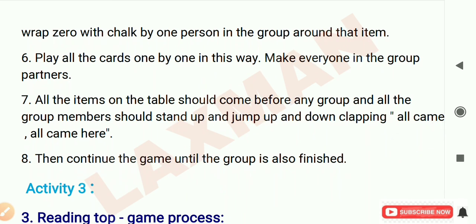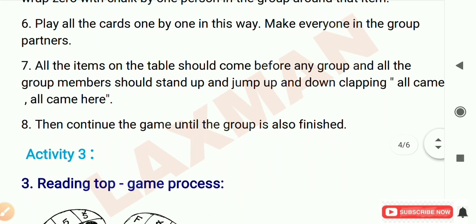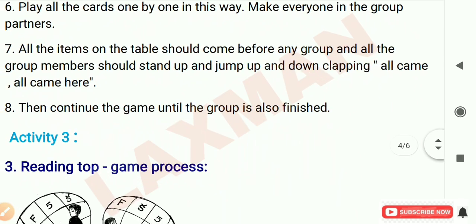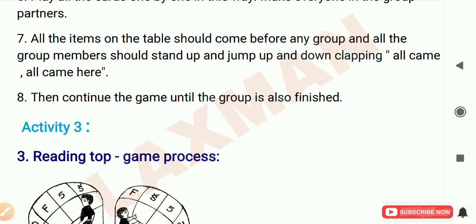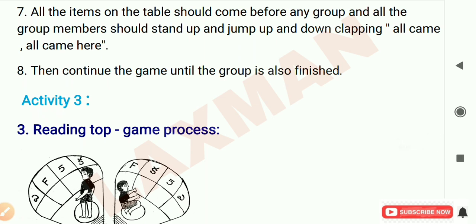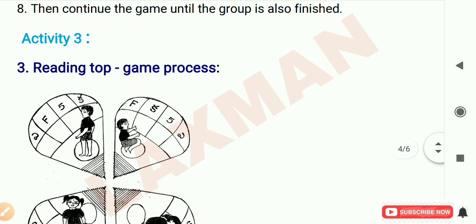Make everyone in the group partners. When all the items on the table have come before any group, all the group members should stand up and jump up and down, clapping. They have to say "All came" like that. Then continue the game until the groups are also finished. Okay, that is the process of the group activity 2.